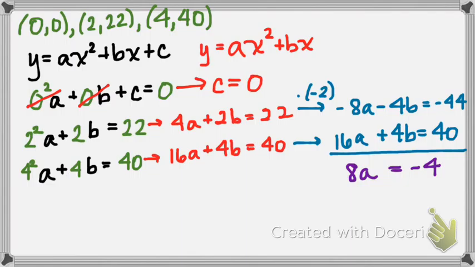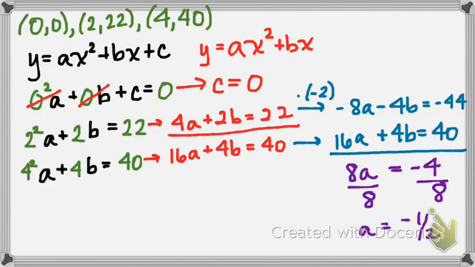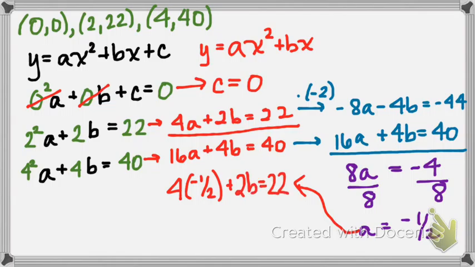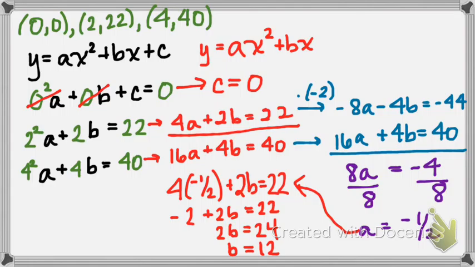So now I have an equation in just one variable, 8a equals -4, so divide both sides by 8, and we get a equals -1/2. Once we know that a is -1/2, we can take a equals -1/2 and put it into another equation. I'm going to choose this top equation here, and once I know what a is, I can figure out what b is. So I get 4 times -1/2 plus 2b equals 22. That means that -2 plus 2b equals 22. And so 2b equals 24, and b equals 12.